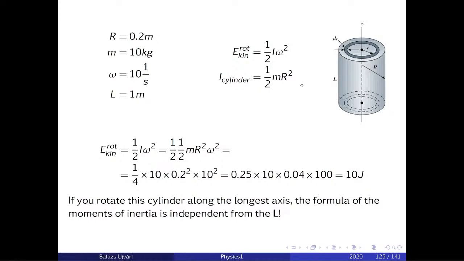So you can see the length of a cylinder is not in the formula of the moment of inertia of the cylinder, and of course it's not in the formula of rotational kinetic energy. So if you rotate a cylinder along its central axis, it doesn't matter how long the cylinder is, only the radius and the mass are in the formula.